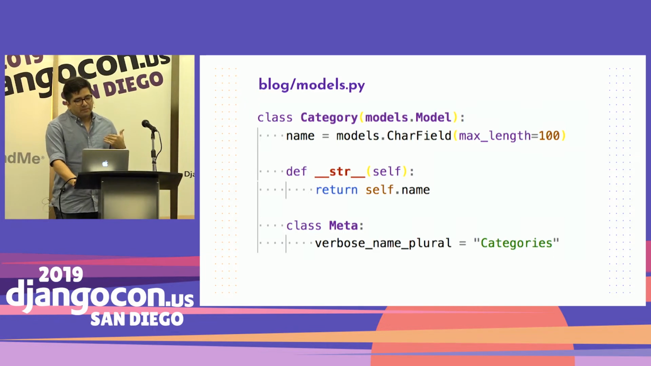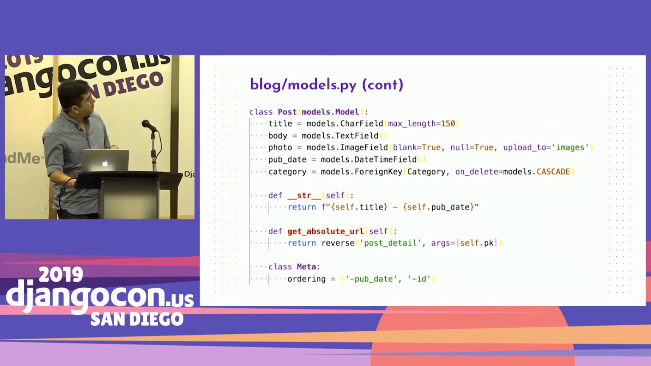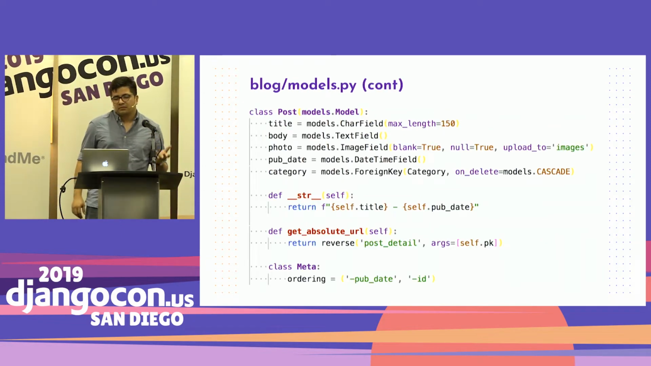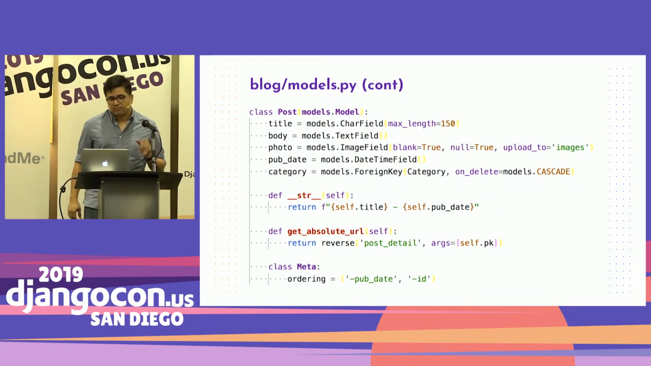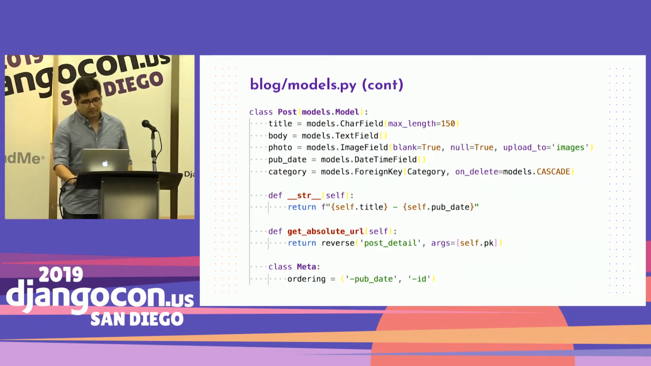So my application is very simple, just for demonstration. It has two models, one called category model. It has just the name. And the second one is a post model. It has a title, a body, a photo that is an image field, pub date, and category.